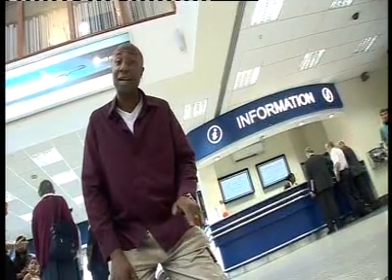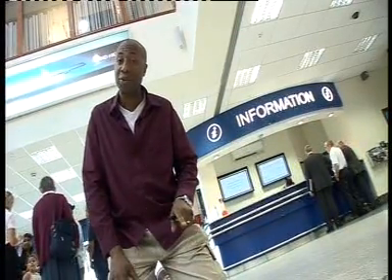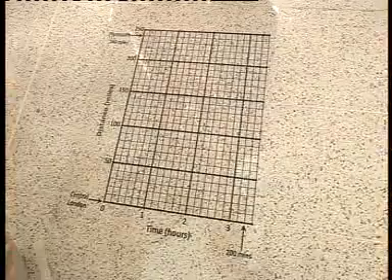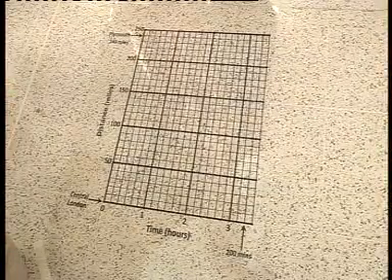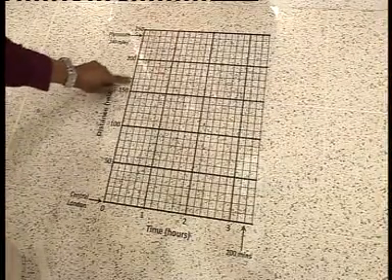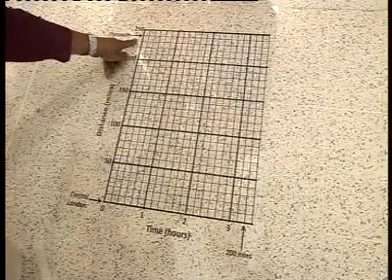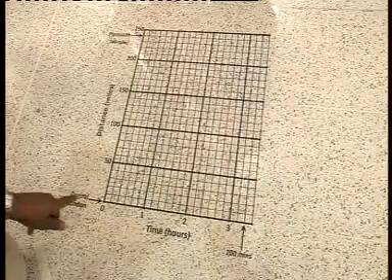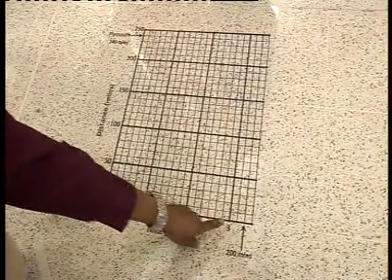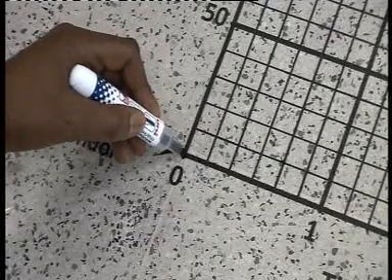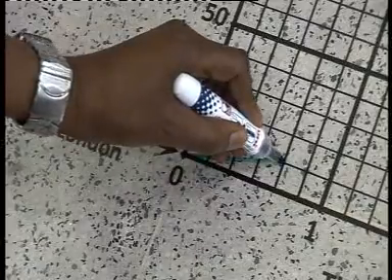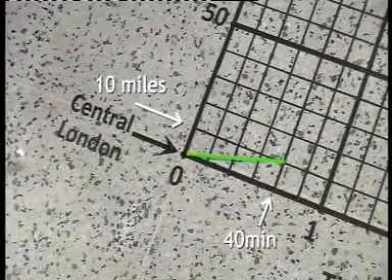A handy way of representing a multi-stage journey like this one from London to Plymouth is to use a distance and time graph. Up the vertical axis is the distance from central London to Plymouth, and along the horizontal axis is the time taken, and that is 3 hours and 20 minutes. For the first 40 minutes of the journey, we're travelling from the centre of London, and that takes us 40 minutes to travel just 10 miles.